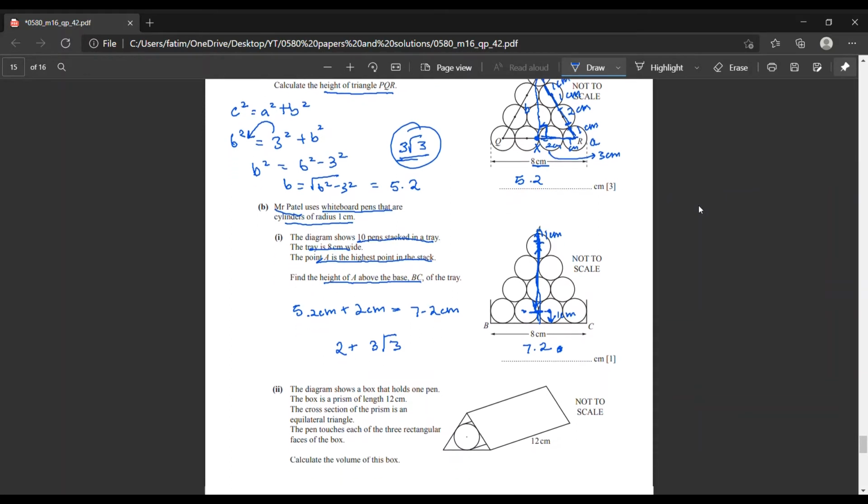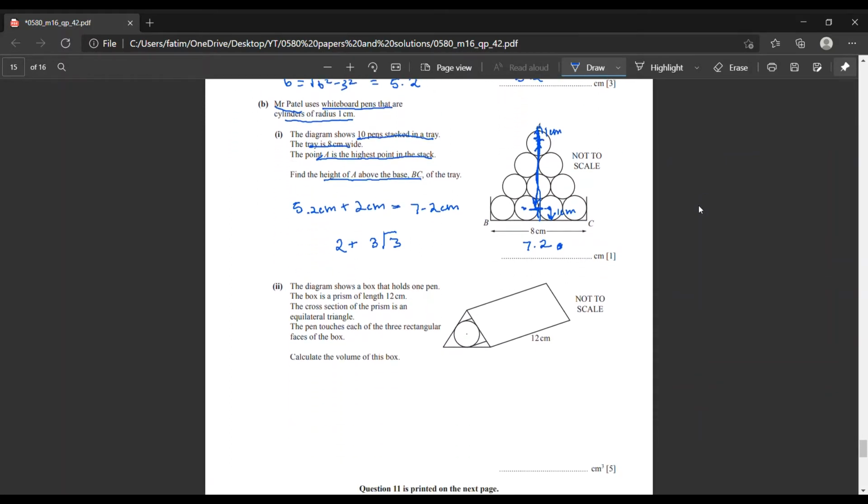So moving on to the next part now, B2. The diagram shows a box that holds one pen. The box is a prism of length 12 centimeters. The cross section of the prism is an equilateral triangle. That means all sides of the triangle are the same. And the pen touches each of the 3 rectangular faces of the box. We have to calculate the volume of the box.